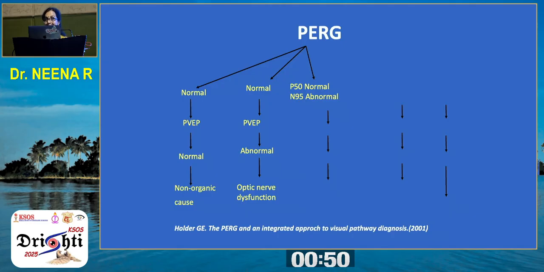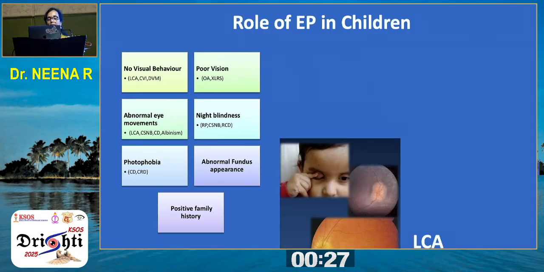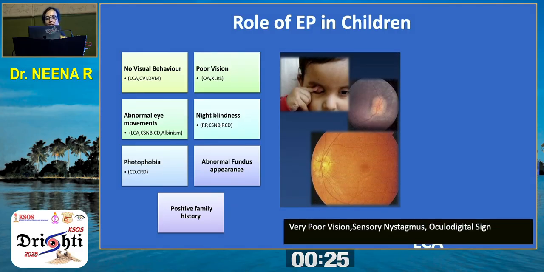It is the N95 which is abnormal. So pattern VEP is followed up. It's again abnormal. You know it's optic nerve dysfunction. If the pattern P50 is abnormal, you know it's a macular problem. Do an ERG. If the full field ERG is normal, do a multifocal ERG. You will pick up the maculopathy. And if P50 is abnormal and ERG is abnormal, then it's a generalized retinal dysfunction. So that's what it says. It has a role in children also in vision loss of unknown cause.